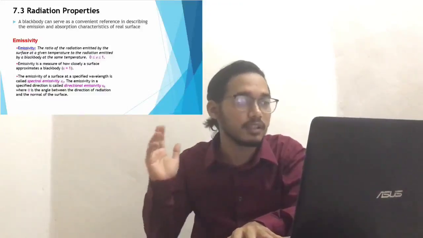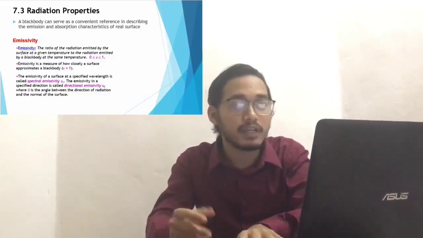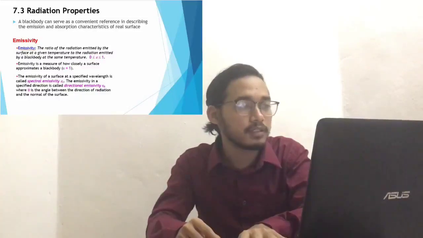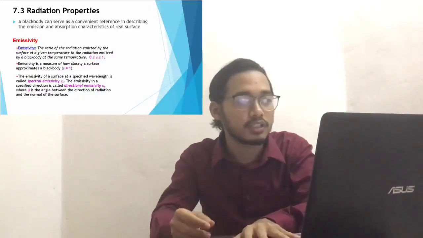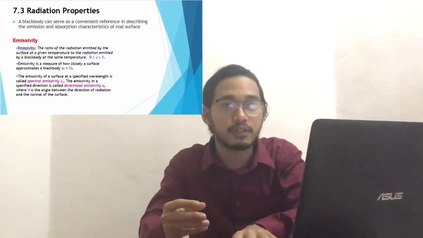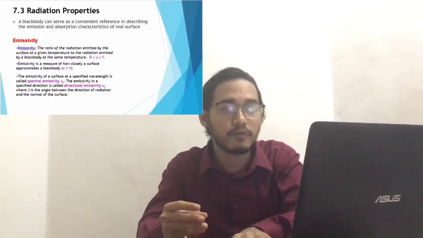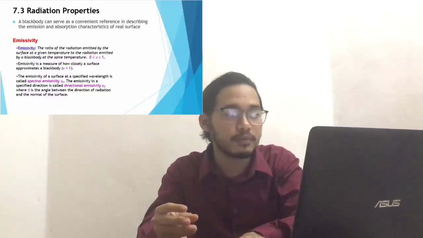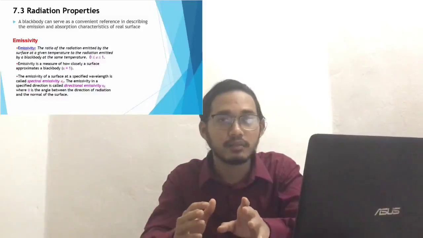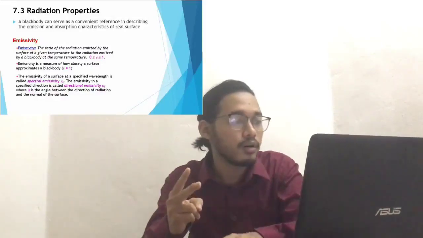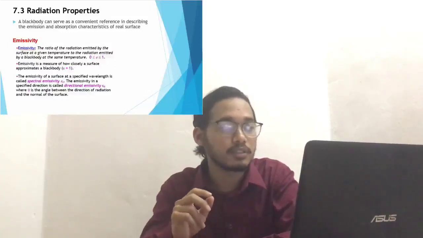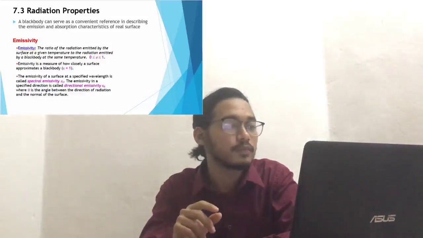Okay, emissivity is defined as the ratio of radiation emitted by the surface at a given temperature to the radiation emitted by a black body at the same temperature. Emissivity is a measure of how closely a surface approaches a black body. Emissivity can be divided into two: spectral emissivity, and also directional emissivity at specific directions.